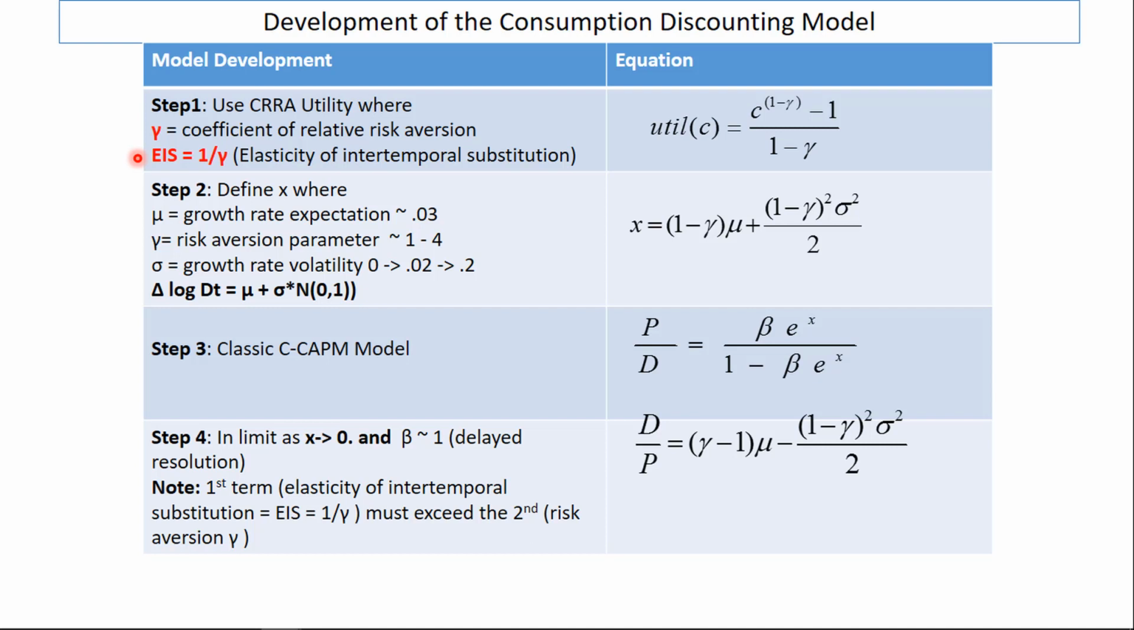There are more complicated utility functions that separate these two effects, but I found that it's not necessary to do this to develop a high accuracy pricing model. In step 2, we're going to define a variable x in terms of the parameters of the discounting model. Mu is the growth rate expectation. It's about 0.3% a year to give you some stylized numbers.